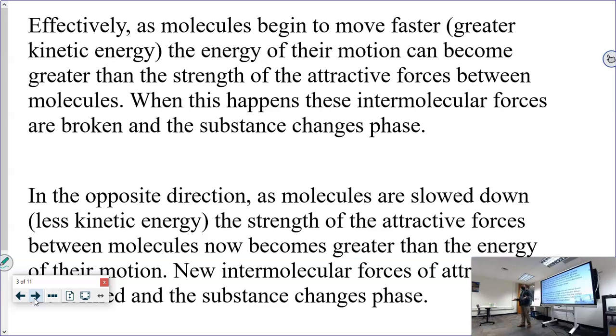You're more than welcome to read through it. But the takeaway is, when physical changes occur, specifically phase changes, which are physical changes, obviously, what you're doing is you're either breaking or creating intermolecular forces of attraction. Attractions between your molecules.